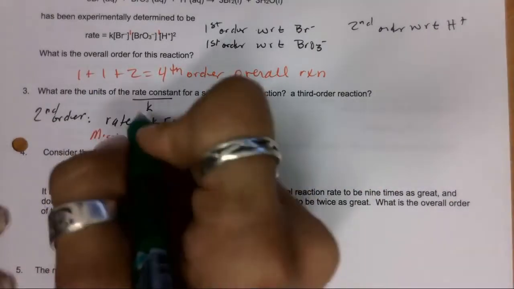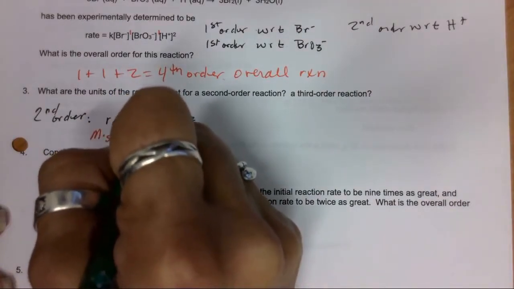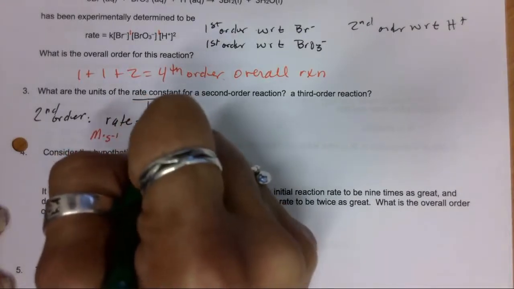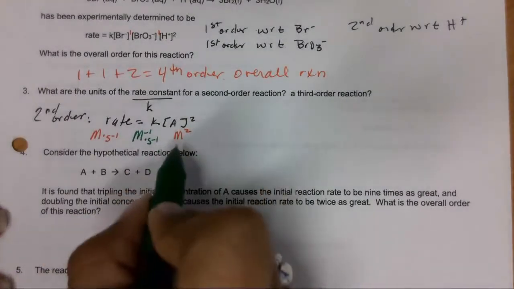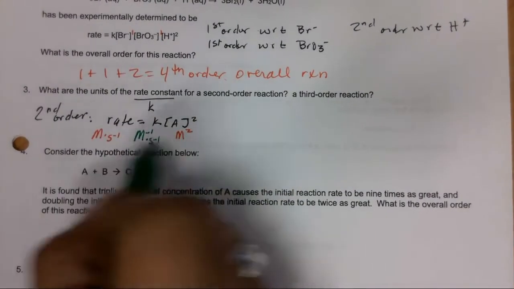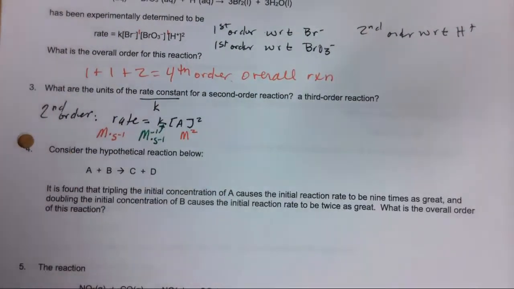K has to be the inverse of moles per liter per second. Okay? Because when I multiply that together, it's going to cancel out one of those moles per liter so that I get what I want. Okay? This is K.